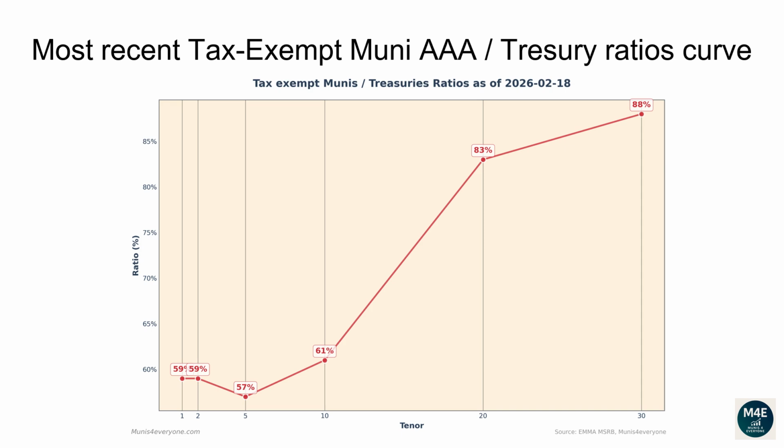The current one-year ratio is 59%. The 2 years ratio is 59%. The 5 years ratio is 57%. The 10 years ratio is 61%. The 20 years ratio is 83%. The 30 years ratio is 88%.